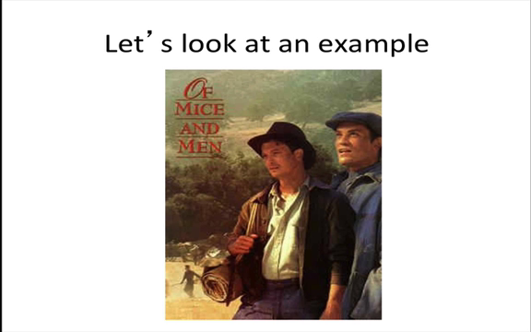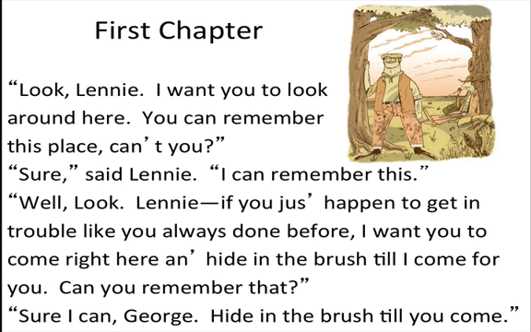So at one point, at the beginning of the book, right here in the first chapter, they come to a farm and they stop at a clearing just outside a farm where they're planning to work. And here's what happens. George says, "Look, Lenny, I want you to look around here. You can remember this place, can't you?" "Sure," said Lenny. "I can remember this." "Well, look, Lenny, if you just happen to get in trouble like you always done before, I want you to come right here and hide in the brush till I come for you. Can you remember that?" "Sure I can, George. Hide in the brush till you come."